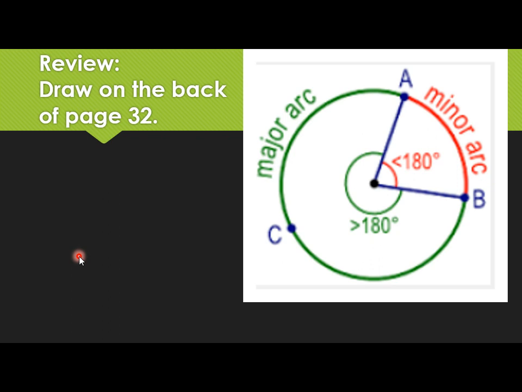Okay, so here's a good picture. Draw this on the back of 32. Just draw it very quickly. So the red is showing a minor arc, less than 180 degrees. The green is showing a major arc, greater than 180 degrees. So my minor arc would be arc AB. My major arc would be arc ACB. There's no semicircle in this picture because there's no half of a circle. Okay.